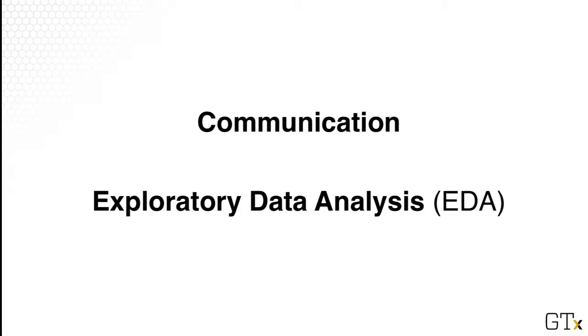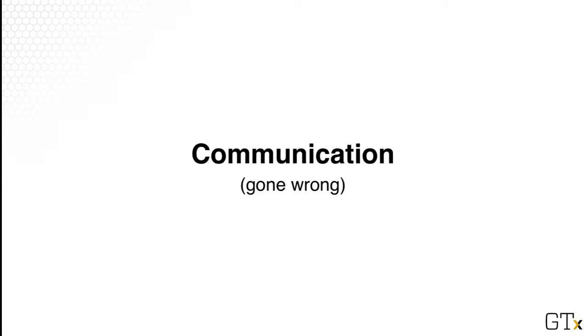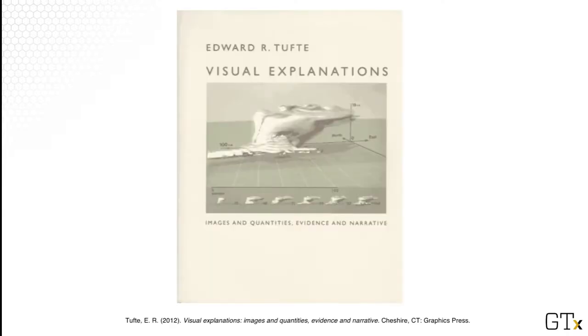But first, we'll start with the more common use, which is communication, as in how do you relate information to people through visualization. And a good way to understand why visualization is important for communication, I think the best way is to understand what would happen when something goes wrong. We'll use an example from the book Visual Explanations by Edward Tufte.